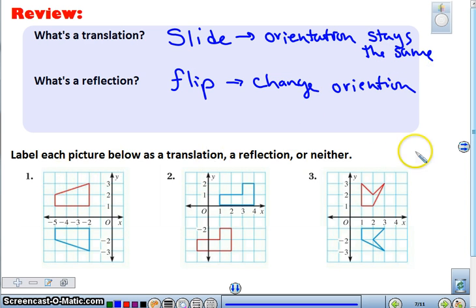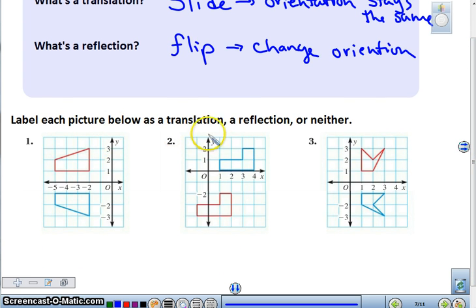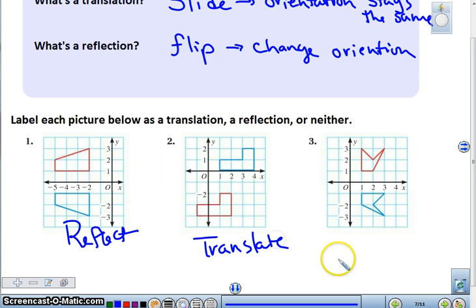Now, as we take a look at each of the pictures down below here, what you're asked to do is label it as a translation, a reflection, or neither. So what I would like you to do is just pause the video, and everyone should do these 3 right now. And then you'll turn the video back on and you will see your answers. Should have had reflect. Should have had translate. If you haven't done the last one, should be neither.